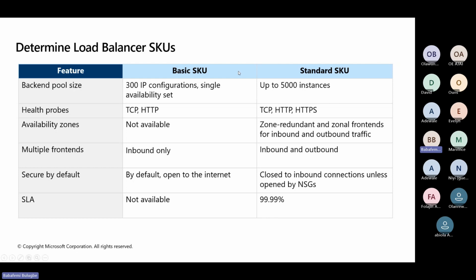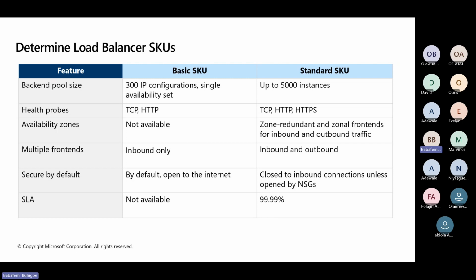So we have the basic, the standard. Under the standard, how many instances can you actually configure? We can have up to 5,000 instances. The backend pool is talking about the number of workloads that are actually hosting your application, so the number of machines that you can actually add to that workload. That's what we call the backend pool.